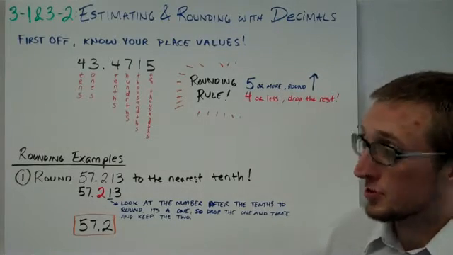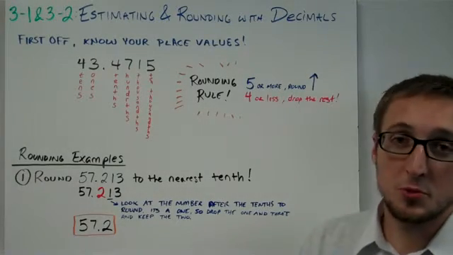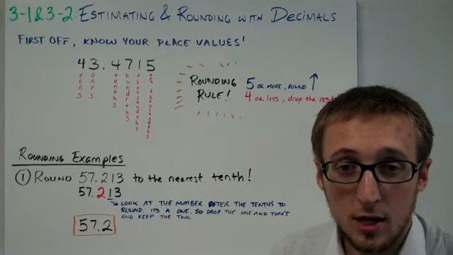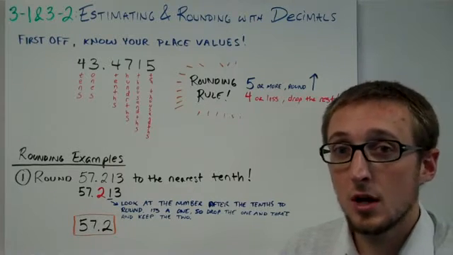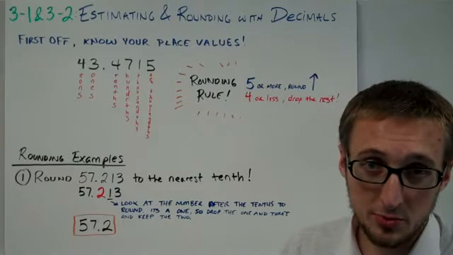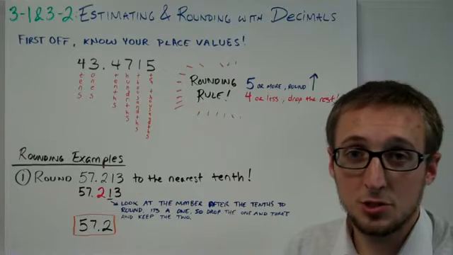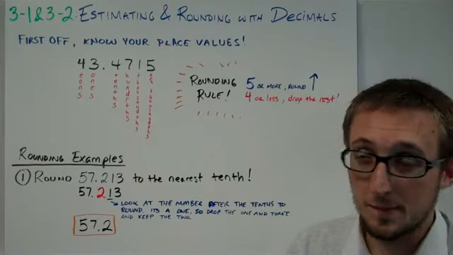Okay, Chapter 3, Lessons 1 and 2. This is estimating and rounding with decimals. This is a really important lesson. A lot of your EOG towards the end of the year likes to have problems with decimals, and it's a lot easier to eliminate answer choices when you know these techniques that I'm about to show you. So make sure you're taking good notes today.